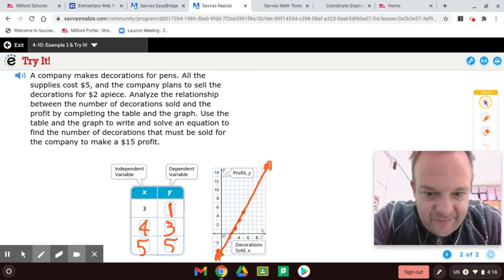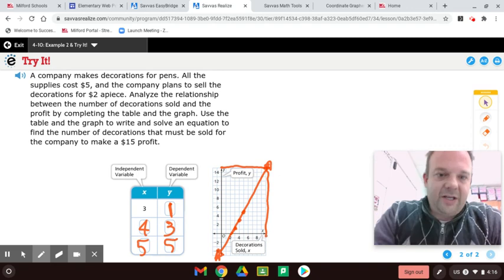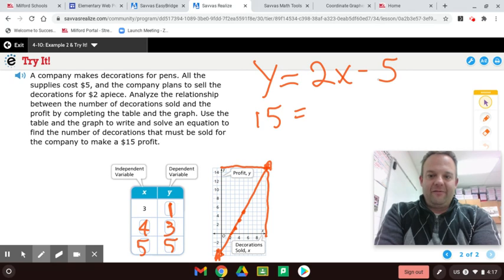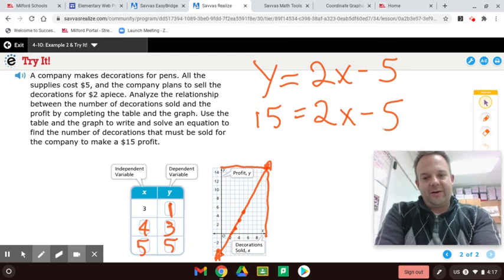We have this situation here. Now we want a $15 profit. You see 15? We just go over like that, and we go down to see what that would be. So remember our formula: y is the profit, so we put 15 in. 15 equals 2 times x minus 5. Here's how we do this, guys.